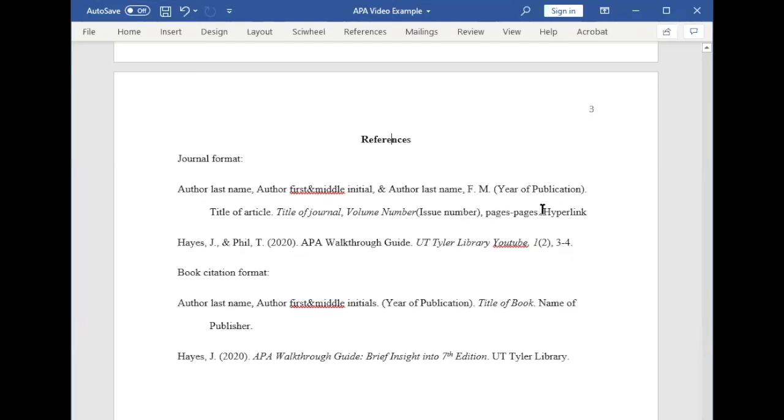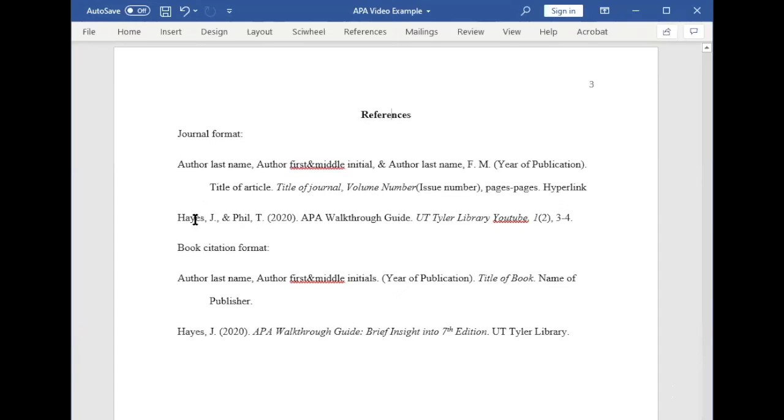If the source is a digital or online publication, you'll need to include the hyperlink that you retrieved the source from. So here's the written example. Hayes, J, and Phil T are the authors, the year being 2020, title being APA Walkthrough Guide, title of the journal, UT Tyler Library YouTube, volume number 1, issue number 2, and pages 3 to 4.